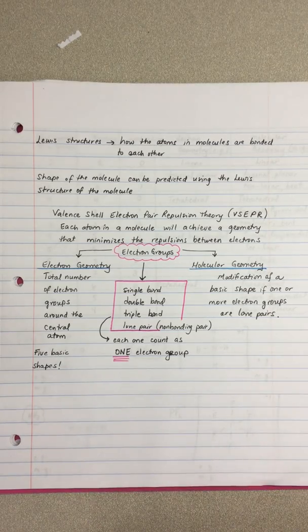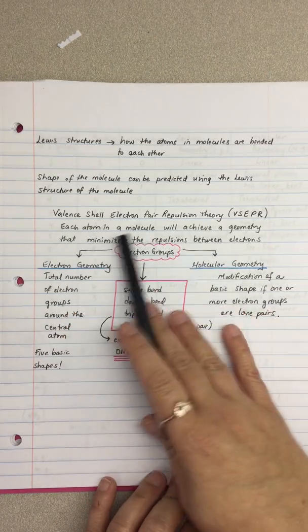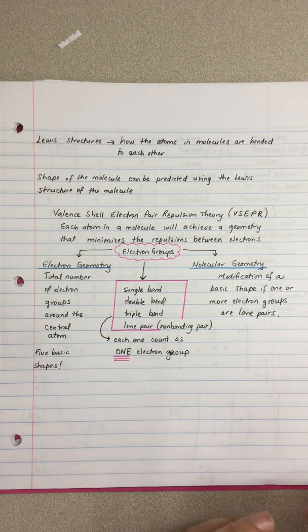Besides learning how to draw Lewis structures and to show how the atoms are connected in a compound, we're going to use the Lewis structure to predict the shape of a molecule. To predict the shape of a molecule, we base our possible shape on the valence shell electron pair repulsion theory, which tells us that electrons are going to arrange around the central atom in a way that allows them to avoid repulsions.